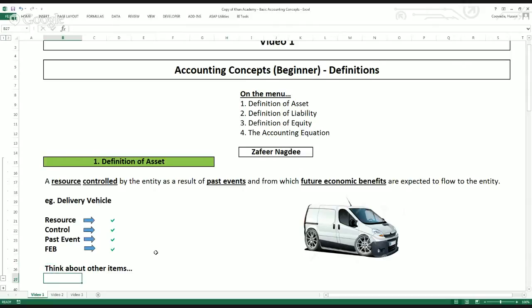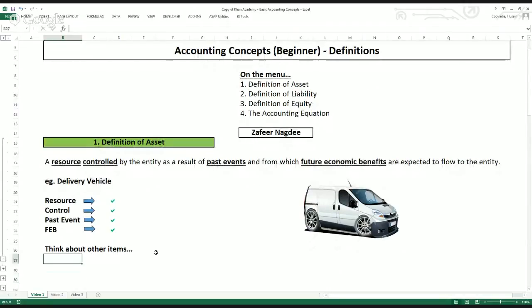Okay, so I'd like you to think about some other items that you would see in your normal everyday life, things like buildings, things like desks and chairs, things like computers, and assess for yourself by applying the definition whether those things would be categorized as assets or not.